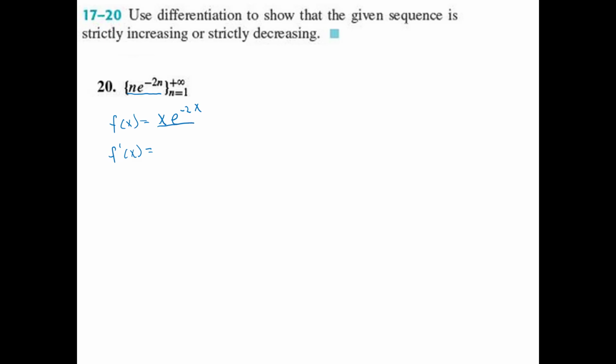This is a product, so we use the product rule. The derivative of the first one is 1. The derivative of the second one is e to the negative 2x. Plus. Then we leave the first one alone, x, and take the derivative of e to the negative 2x. But e to the negative 2x is a composition. So we use the chain rule. The derivative of the e to the function is the e to the function with the same inside, and then we multiply by the derivative of the inside.